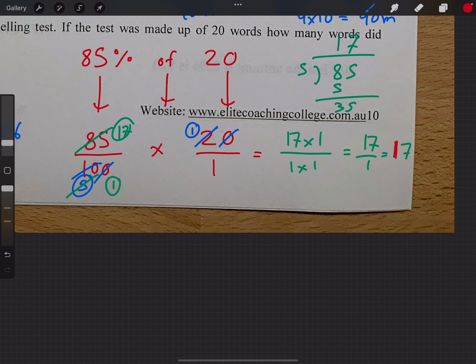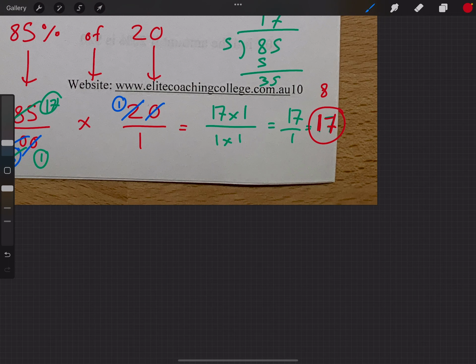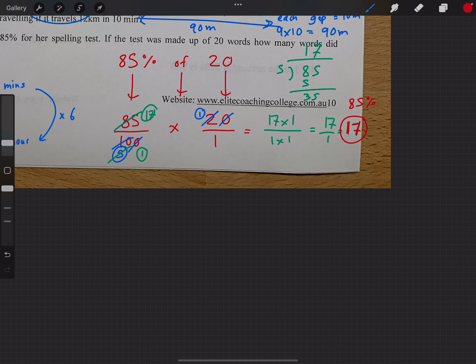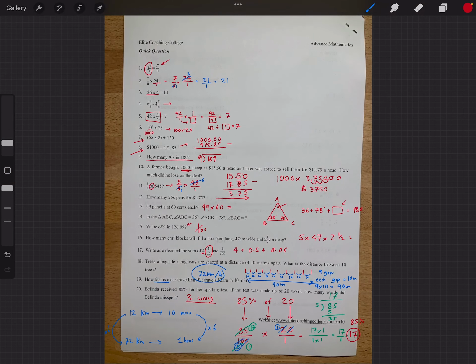So the answer is 17. That means she got 17 correct, because she received, this is your 85% here. This is the one that she got correct. That means the ones she got wrong is, well, if you got 17 right out of 20, that means you got 3 wrong. 3 wrong. Okay, hope that helps.